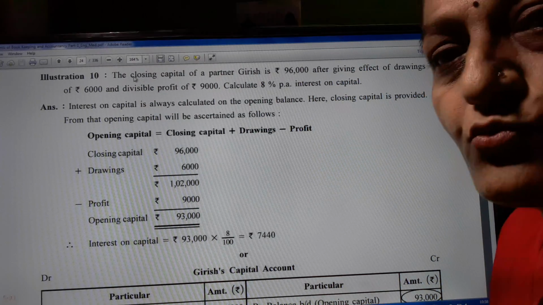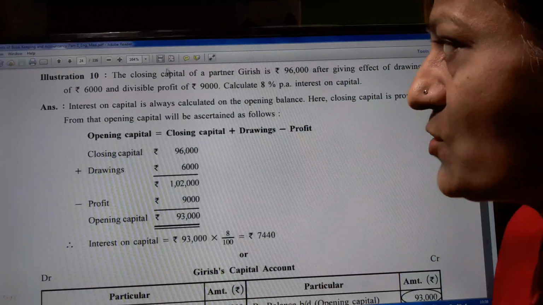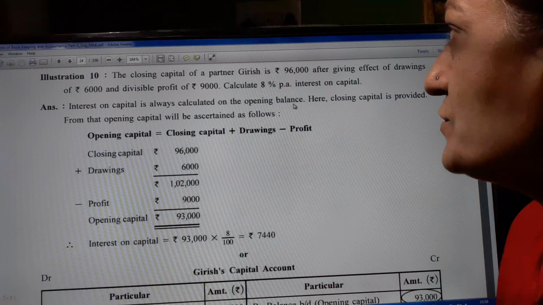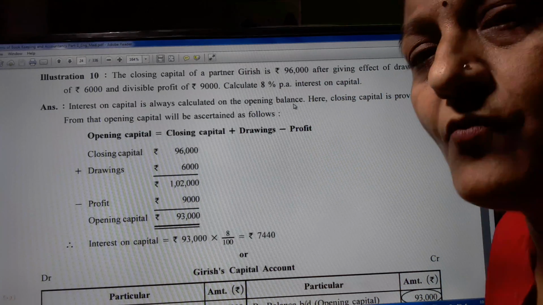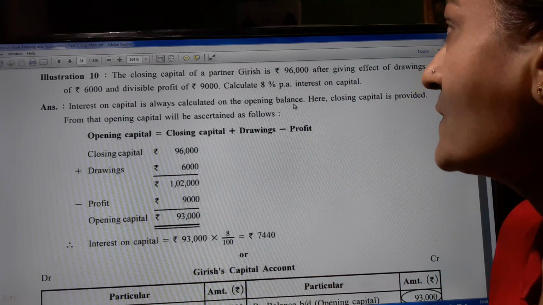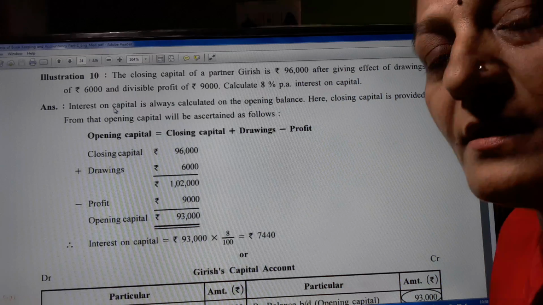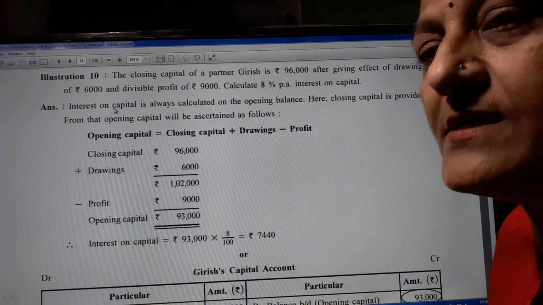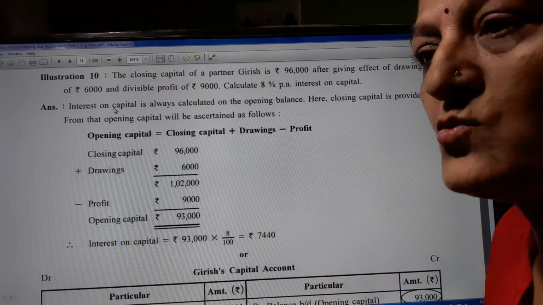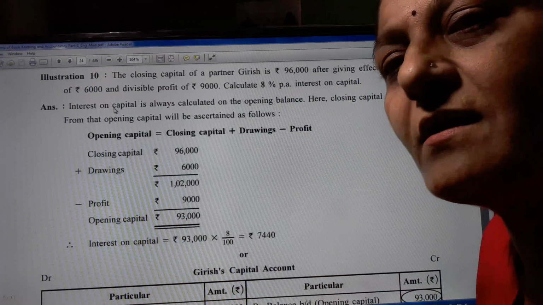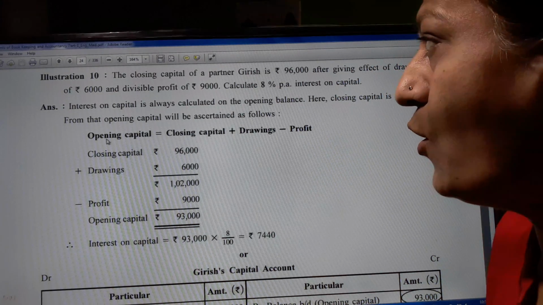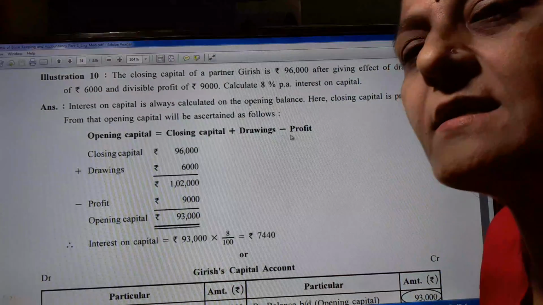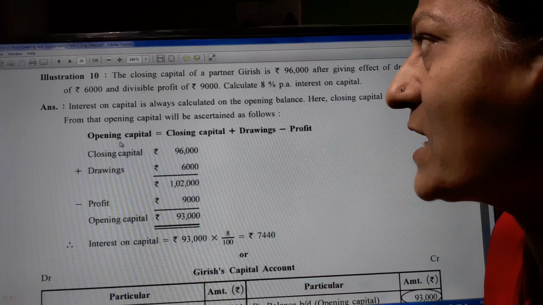So this way we have to write the calculation. First of all, interest on capital is always calculated on the opening balance. If we want to calculate the interest on capital, then first we find out the opening capital, because here opening capital is not given. So to find out the opening capital, what is the formula? Opening capital is equal to closing capital plus drawing minus profit. This is the formula for opening capital.